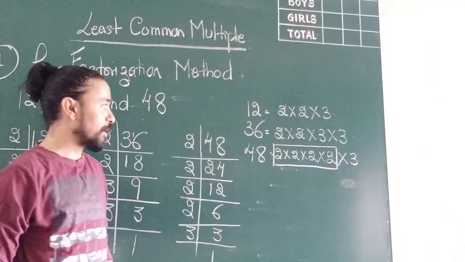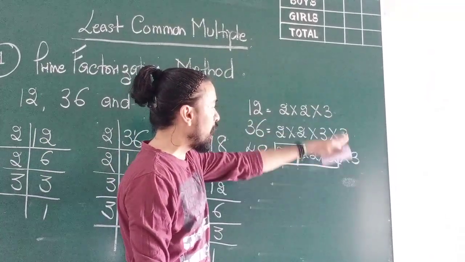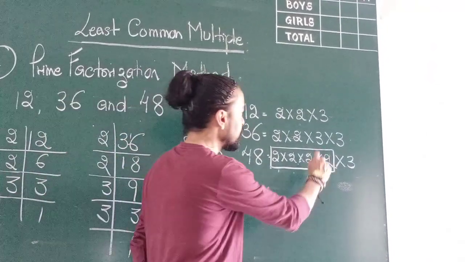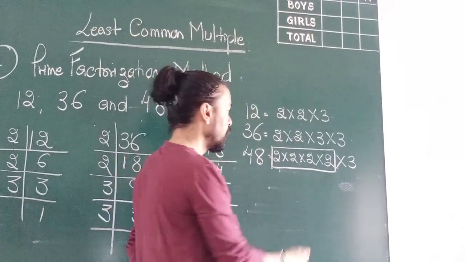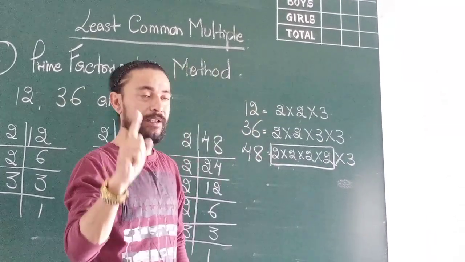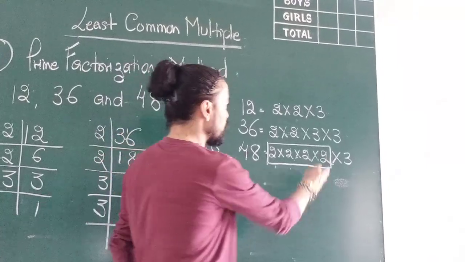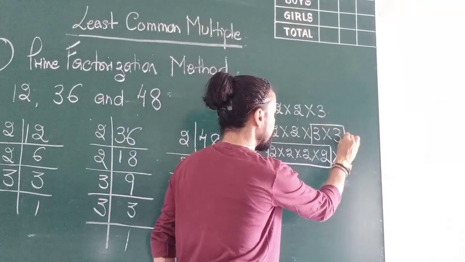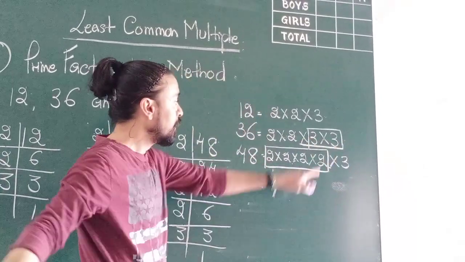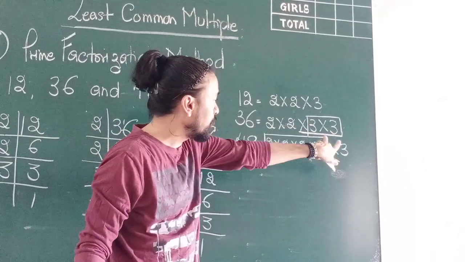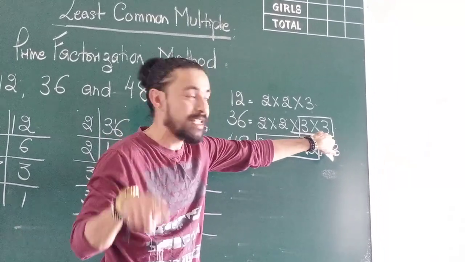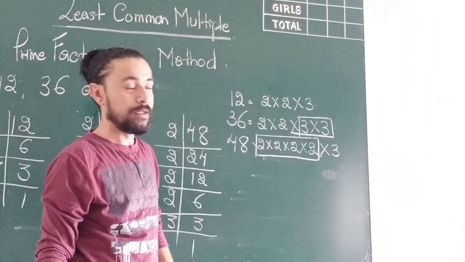Now I go to the next number. What all else do I have? I have 3's. Where do I have the maximum number of 3's? Here 1, here 2, and here also 1. Sorry, where is the maximum number of 3's? The maximum number of 3's is here. Here there is 1, here there is 1, but here there are 2. So I'll make a box around the maximum of that particular number.